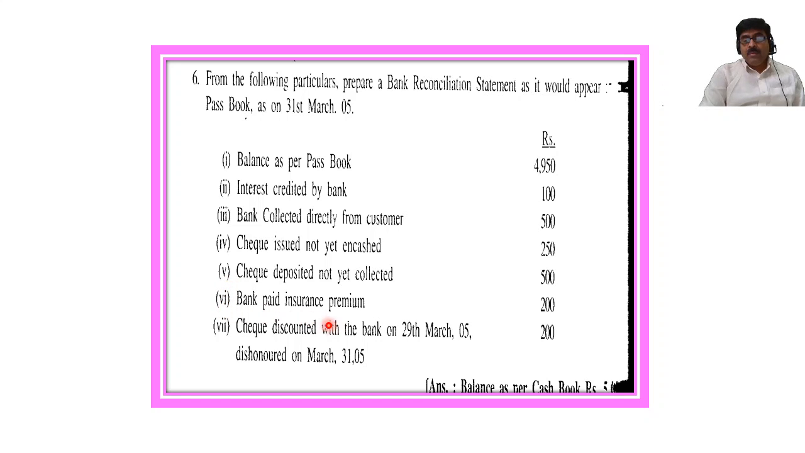Next, bank paid insurance premium, 200 rupees. Now, where is it taking place? This transaction is taking place at the bank. Bank paid means it is an expense. All expenses are debited in the passbook. So, debit this amount in the passbook. It will decrease the passbook balance. So, the balance in the cash book will not change. So, we have to increase this 200 rupees in the passbook.